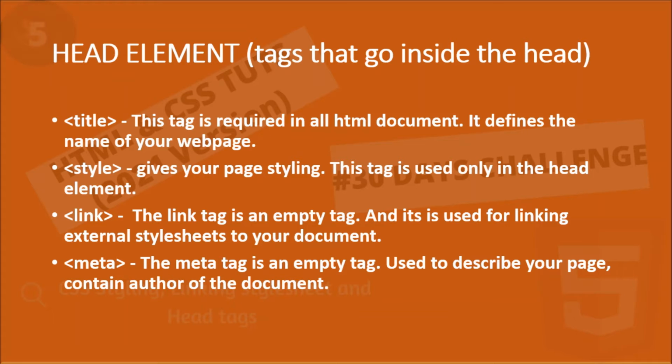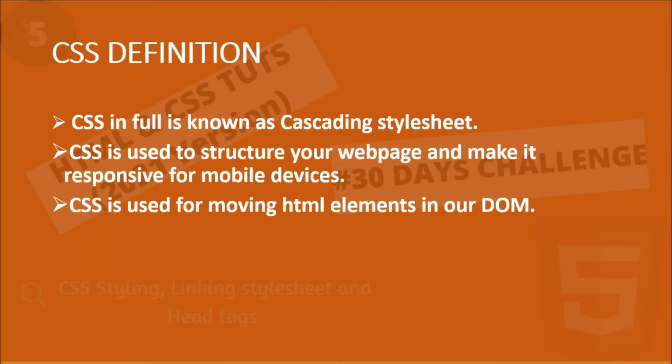So before we start destroying our keyboards, we need to understand CSS. CSS in full means Cascading Style Sheets. CSS is used to structure your web page and make it responsive, meaning to structure it in a way for it to be viewed on all devices, especially mobile devices, because about 70% of internet users are on a mobile device. So CSS is very useful, and without CSS your web page is going to look like total garbage. CSS also helps move elements around the web page.